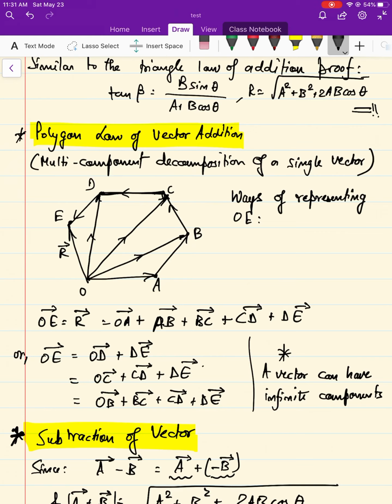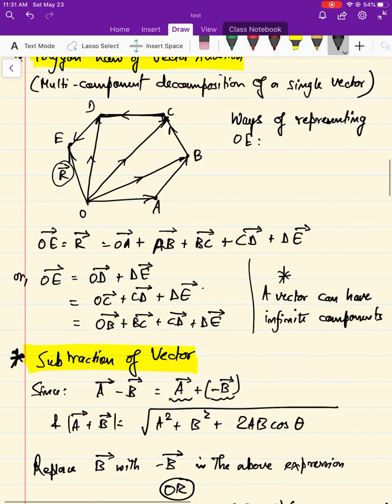In fact, a vector can be resolved into infinite components. So if I'm doing something called a multi-component decomposition of a single vector, we see that this vector OE, which is represented by this vector R, can be decomposed into a number of components. The way I'm representing OE is, first of all, OE is equal to R vector, and that can be written as OA vector plus AB plus BC plus CD plus DE. So that's one way of writing it.